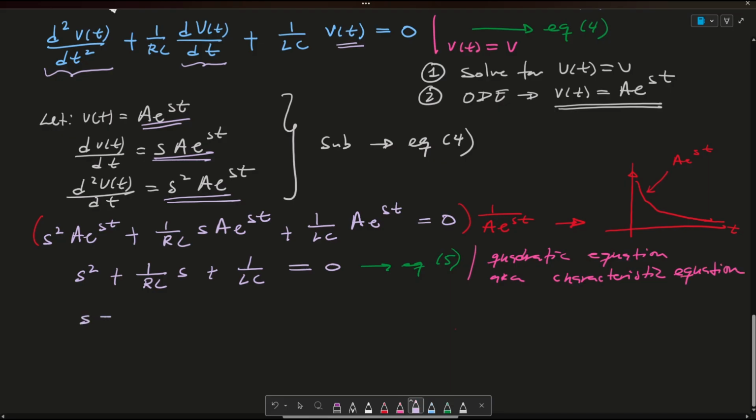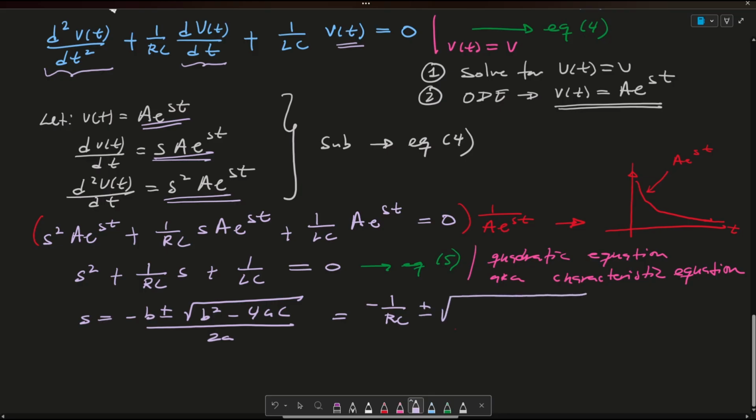We say that then s, which is equated to, if we use the quadratic formula, minus b plus or minus the square root of b squared minus 4ac over 2a. We simply get minus 1 over rc plus or minus the square root of 1 over rc squared minus 4 times 1 over lc, all over 2 times 1.